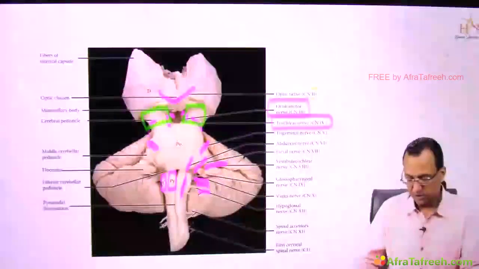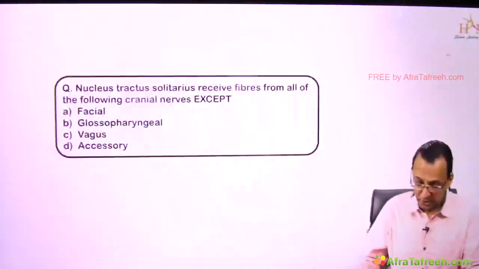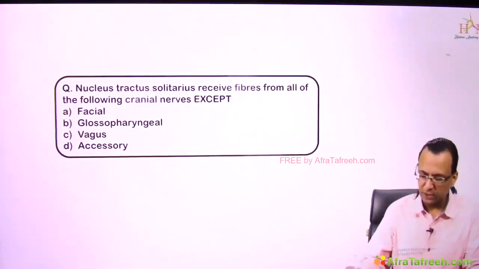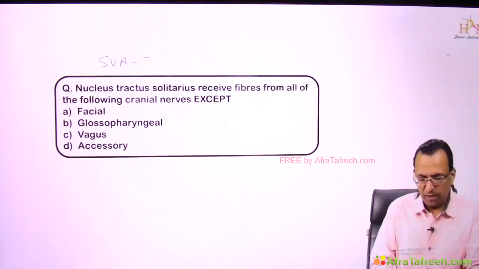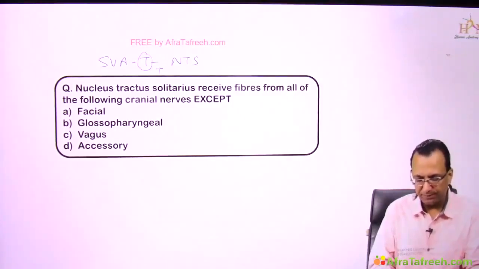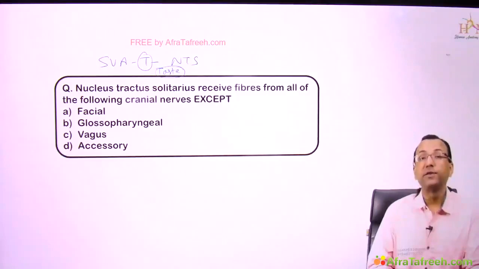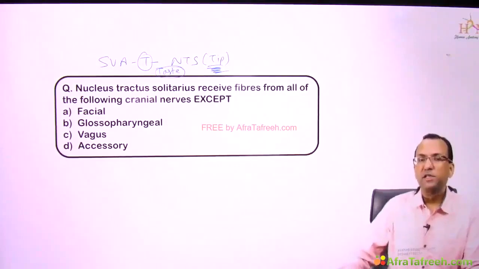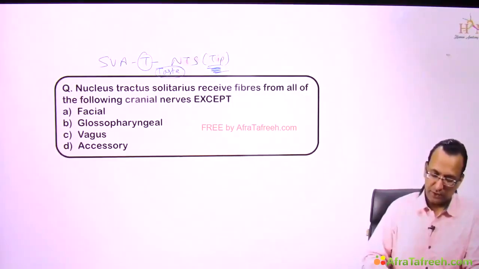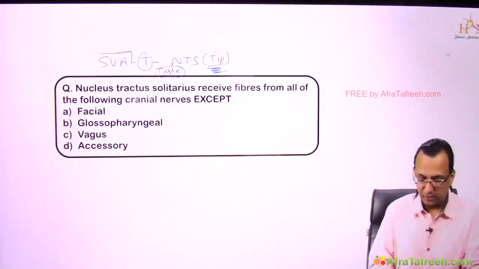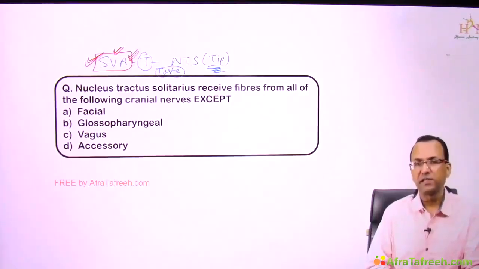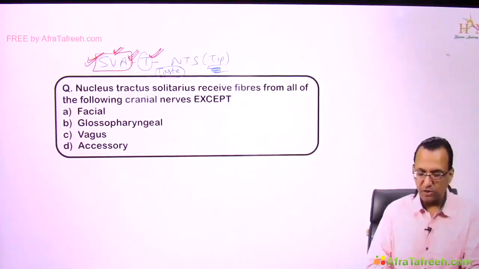Now, once you have that orientation in the real dissected specimen also, there's a question asking about the nucleus tractus solitarius. You remember the mnemonic for it? You remember what T is for? So it is taste which will be reaching the tip of the nucleus tractus solitarius. And when you say taste is reaching the tip of the nucleus tractus solitarius, it is SVA. What is SVA? What is S for? S for special. And what is V for? Visceral. And what is A for? Sensation. So special visceral sensation of taste is received by the tip of the nucleus tractus solitarius.